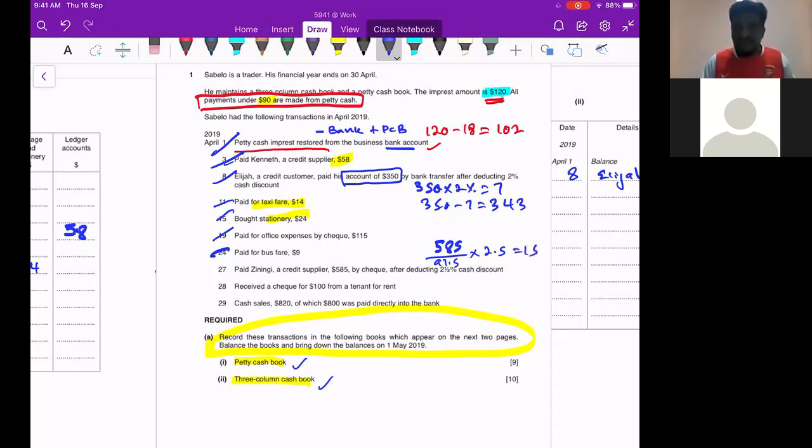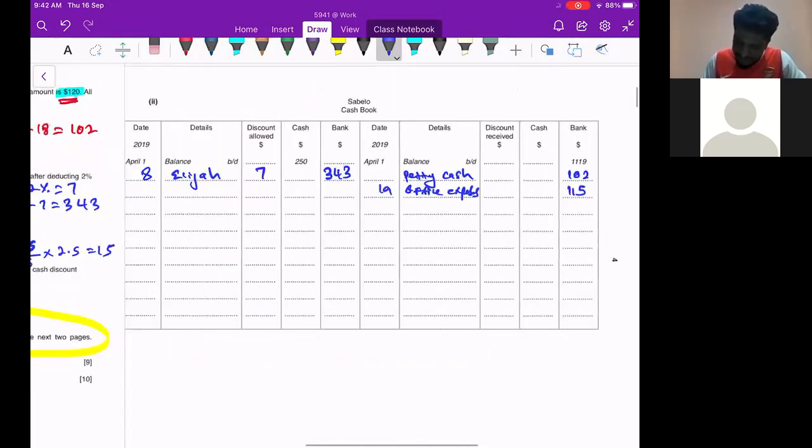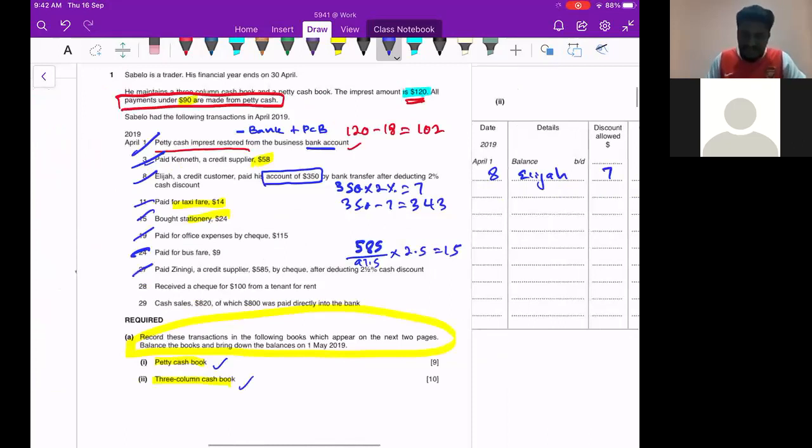15. Whoever doesn't understand this, please tell me. I'll explain again. Who doesn't understand how I get 15, why I divide like this? If you don't know, please tell me. I'll explain again. So it will be on the credit side. We pay, right? Yes, we pay. Bank 585. Discount is 15. The date will be 27.